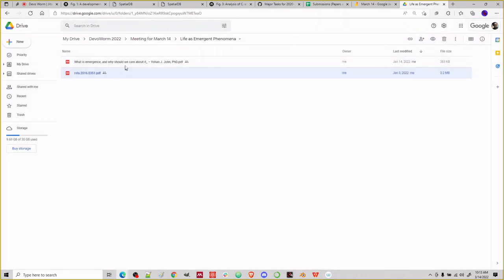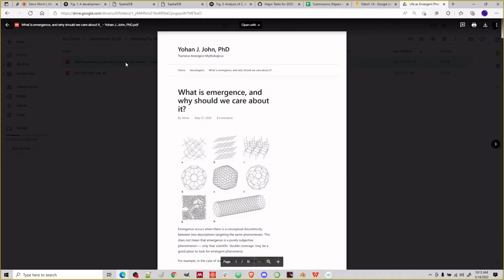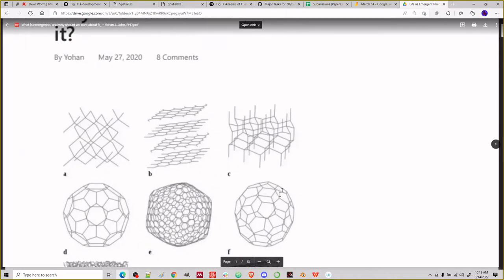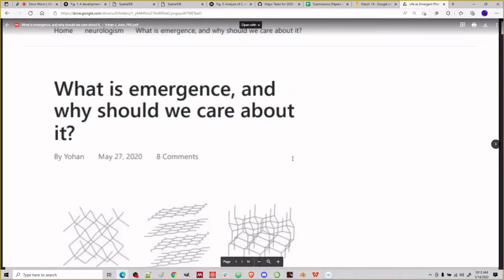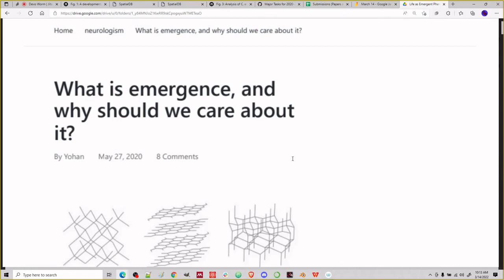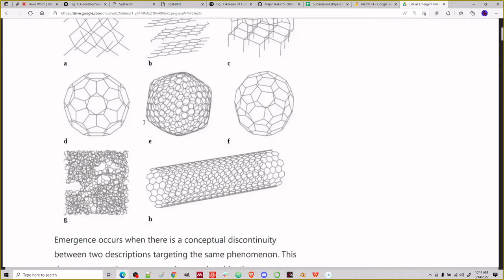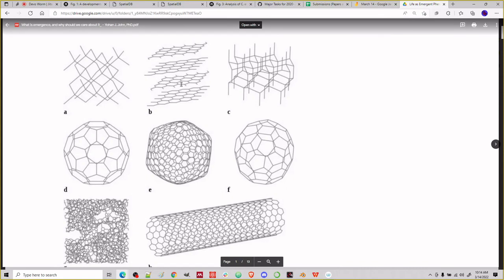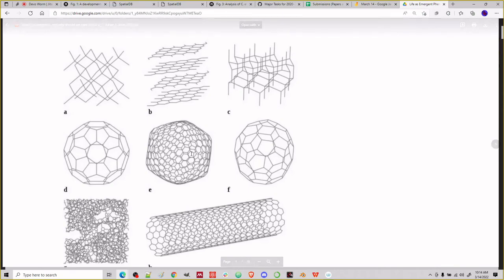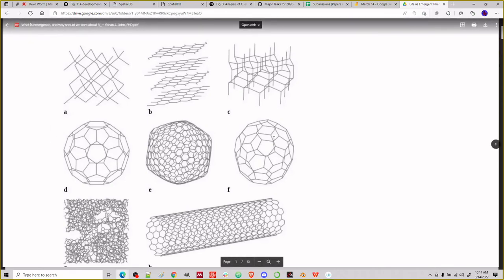Okay, so then the second paper in this series is a blog post by someone called Johan. He does a lot of philosophy, and actually he's a neuroscientist, I think, by training. But he has this nice blog where he talks about a lot of ideas that are really kind of theoretical. And this post is called "What is Emergence and Why Should We Care About It?" Here he shows some shapes that have these emergent structures in them, and how you can use the same assembly rules to get different types of shapes.